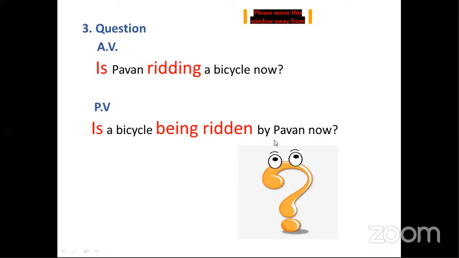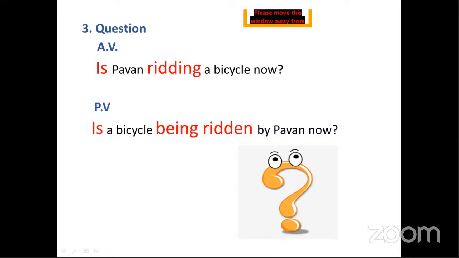We can't omit it. So we have to add it by Pavan. A bicycle is being ridden also correct. Right? Up to here also our sentence is correct. But we can't omit this, because there is a doer. So is a bicycle being ridden by Pavan now? So we have to attach all the rest of the sentence part at the end.